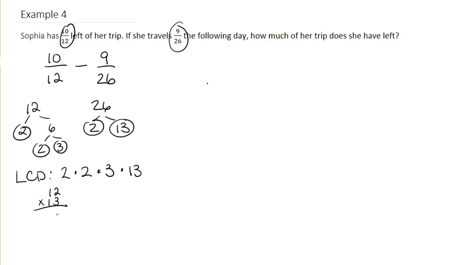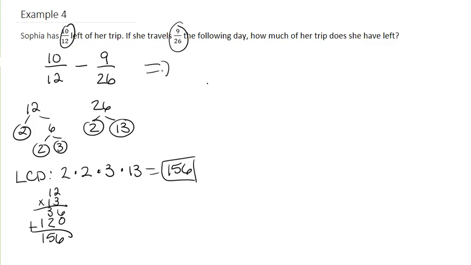2 times 3 is 6. 3 times 1 is 3. 0 is a placeholder. 1 times 2 is 2. 1 times 1 is 1. And we're going to add, and we get 156. So that's our least common denominator.